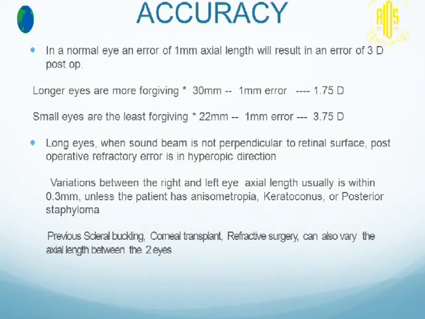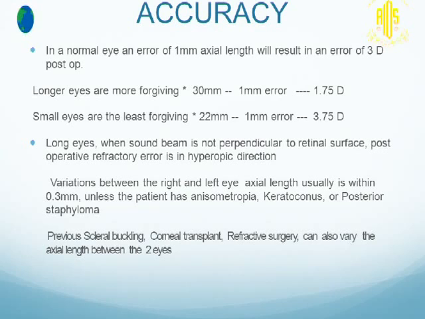In the normal eye, an error of 1 millimeter in axial length will result in an error of 3 diopters post-op. Longer eyes are more forgiving, but shorter eyes are least forgiving, and the errors can jump even to 3.75 diopters. In long eyes, when the sound beam is not perpendicular to the retinal surface, the post-operative refractive error is in the hyperopic direction. The variation in axial length between the right eye and the left eye is usually about 0.3 millimeters, unless the patient has other conditions like anisometropia, keratoconus, or posterior staphylomas.